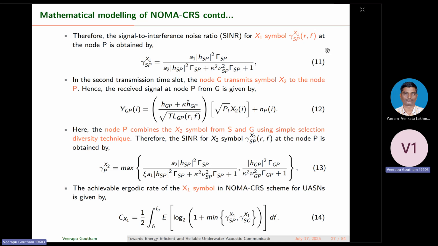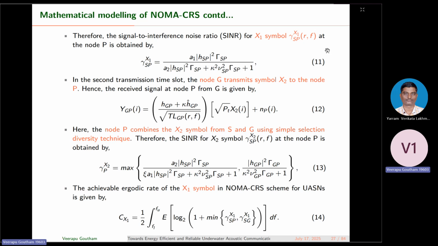These two signals, it is combining by using a diversity technique. The diversity technique we use here is the selection diversity technique. Okay, when you are receiving two signals, whichever has the maximum SNR, that we are considering. Max of this SNR, comma, this SNR. Okay, this is coming in the first transmission time slot, this is coming in the second transmission time slot.